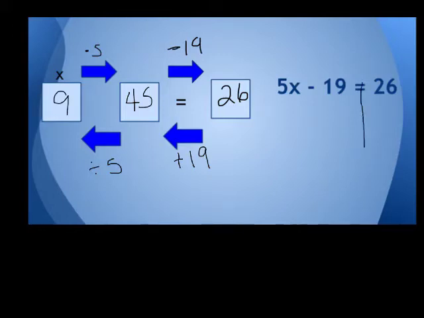Now, when you solve an algebraic equation, you're going to do the same steps as we do in the backtrack in the same order. So you want to think about what's happening to the variable. We multiply it by 5 and then take 19 away. When you're solving an algebraic equation, when you're undoing these steps, you want to undo them in reverse order of operations.